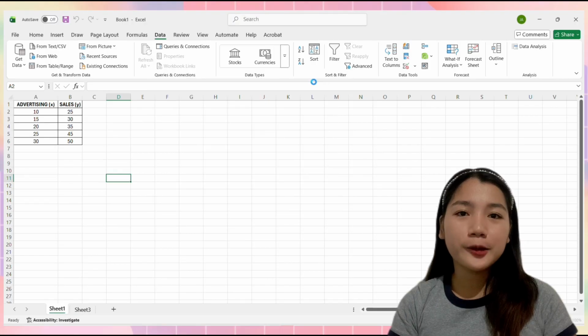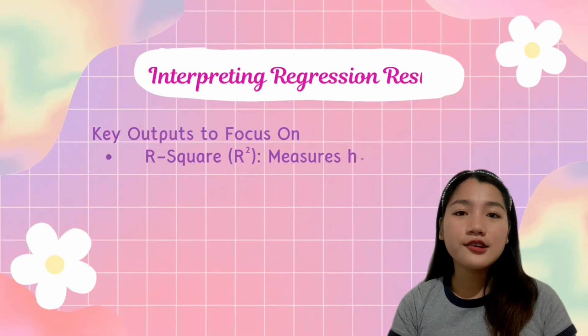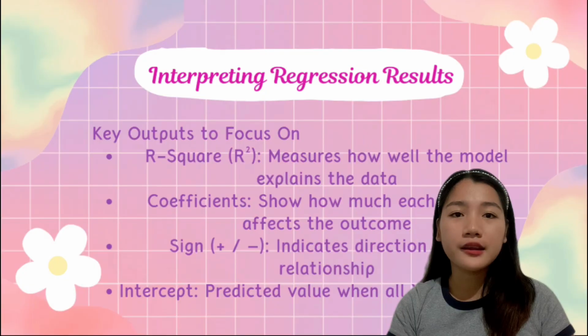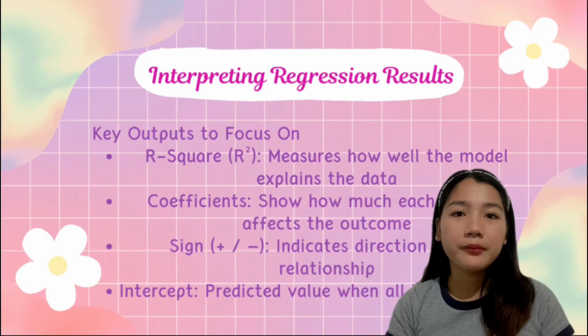Step 3, interpret the results. Excel will show a regression output table focused on R squared, which measures how well your independent variable explains your dependent variable. The closer to 1, the better the fit. Coefficients. These are your regression equation values. Intercept, the constant term. X variable 1, the slope or coefficient.